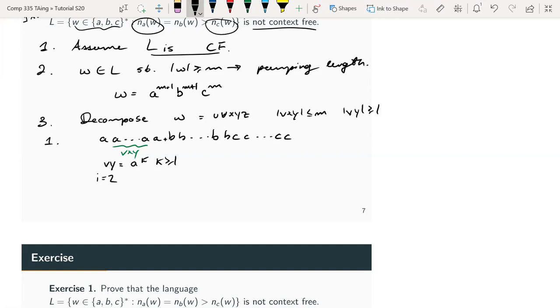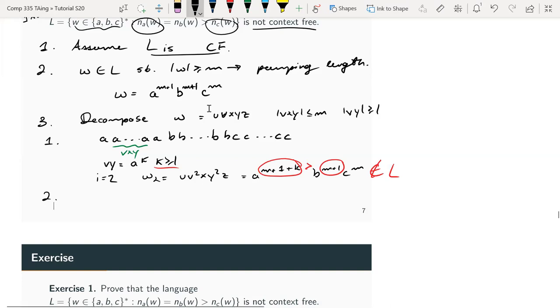I'm going to use i equals 2. That's going to be W2 as UV²XY²Z. Okay, so what's going to happen is I'm going to add K A's to my existing M plus one A's. So that's going to be A^(M+1+K) B^(M+1) C^M. And so we see that because K is greater or equal to one, M plus one plus K is strictly greater than M plus one. So that means that W2 is not going to be in L. Again, don't do this in your assignment, make it a bit more formal, but I can already tell that I'm going to run out of time, so that's why I'm going a bit faster, okay?